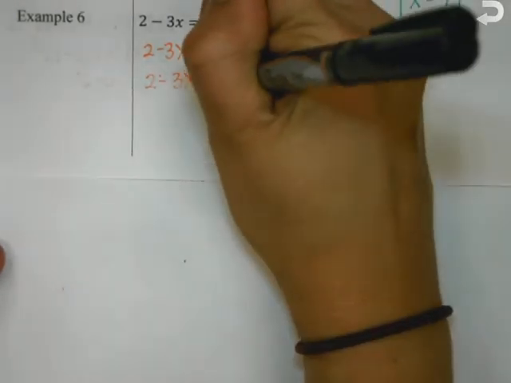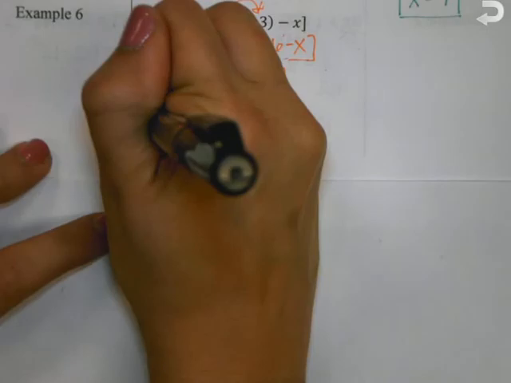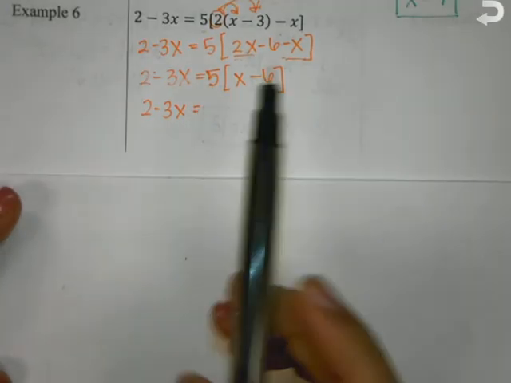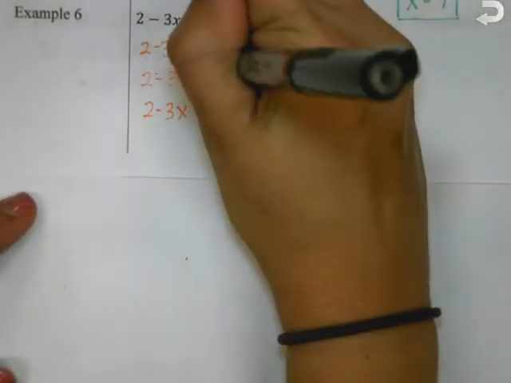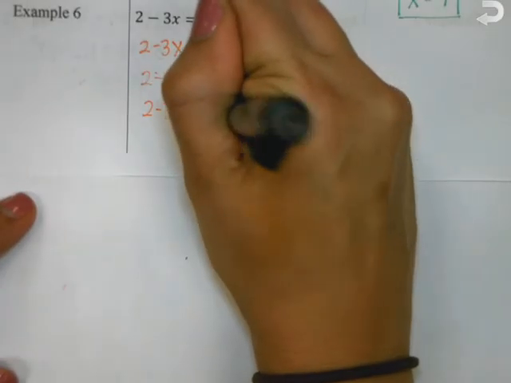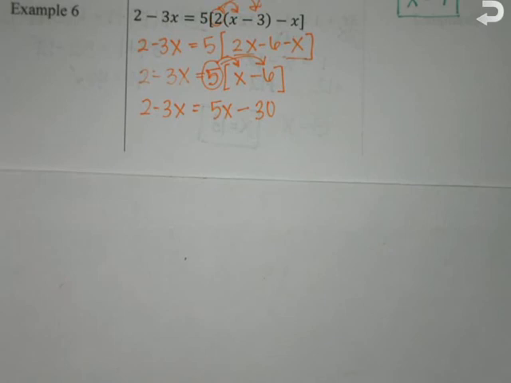2 minus 3x equals, what property do you guys see now? Distributive. So distribute the 5 to get 5x minus 30. 5 times x. 2x minus x gave me the 1x. Okay. I have 2 minus 3x equals 5x minus 30.